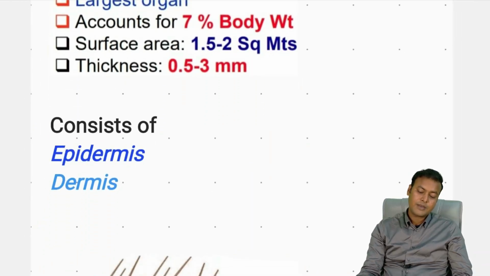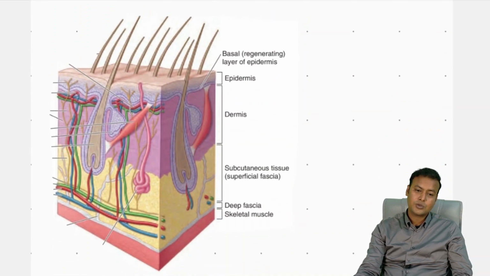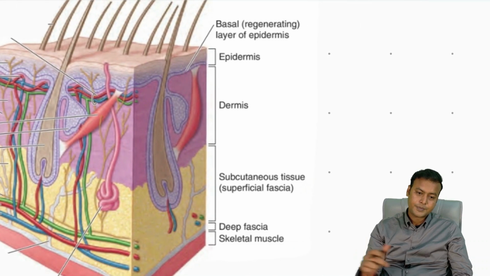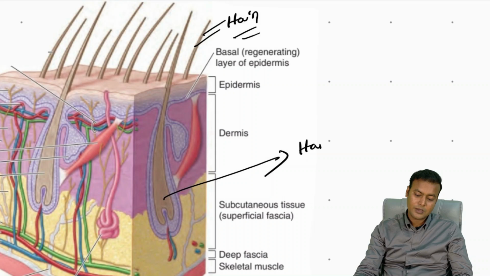Skin has two components, the epidermis and the dermis. Now students, if you have a look at this image, this is a section of the human skin. Here you can see the shaft of hair. Here you can see the hair bulb.